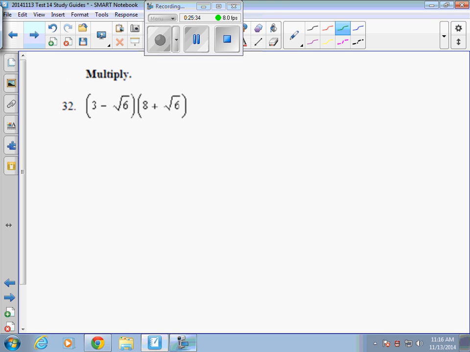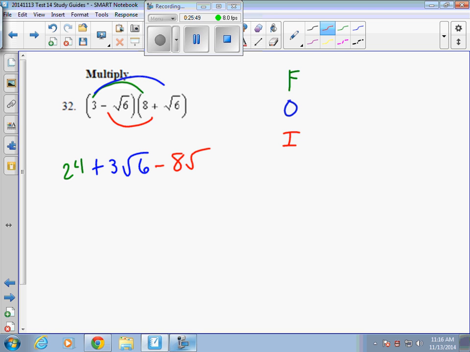Number 32 says to multiply, you have to FOIL this. FOIL means first two terms. 3 times 8 is 24. Outer two terms, 3 times the square root of 6 is positive 3 square root of 6. Inner two terms, negative square root of 6 times 8 is negative 8 square root of 6. And L, last two terms, negative square root of 6 times positive square root of 6 is negative square root of 36, which is going to be negative 6.